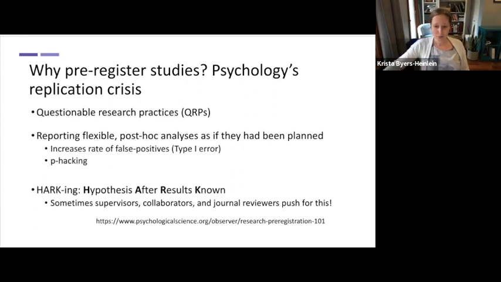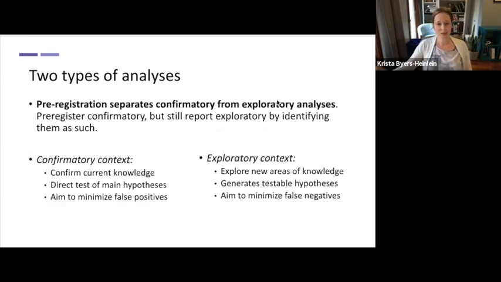So one thing that pre-registration really does to prevent these things, or make them more transparent, is put a firewall between two types of analyses that you could have. You have confirmatory analyses and you have exploratory analyses. Your pre-registration has your confirmatory analyses. These are the ones that you planned. They confirm current knowledge, they're a direct test of the main hypotheses, and they aim to minimize type 1 error, false positives.